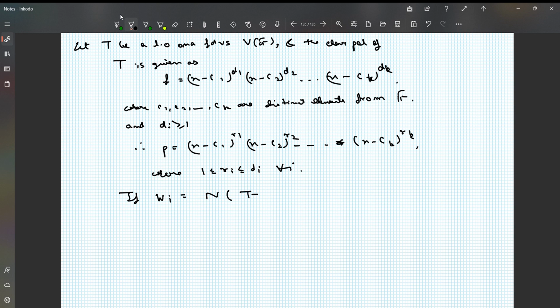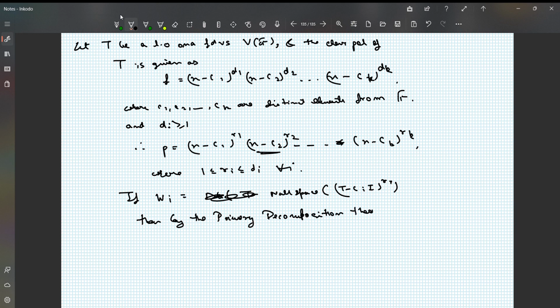Now we try to apply the primary decomposition theorem here. So if Wi is considered to be the null space of, let me write in full form, the null space of T minus ci all to the power ri, then by the primary decomposition theorem we will have a direct sum decomposition of V, right? So we will have V as W1 direct sum W2, and so on till Wk, right?